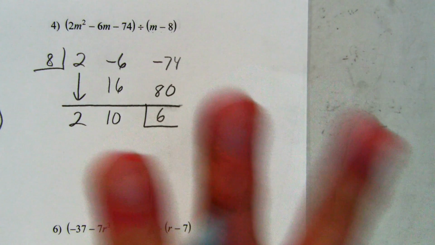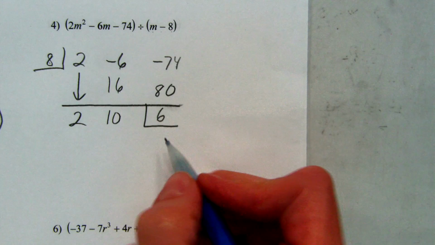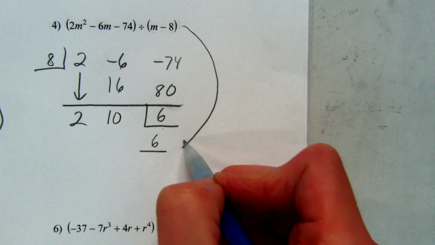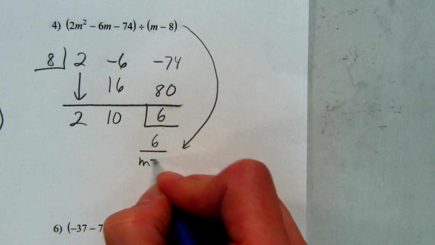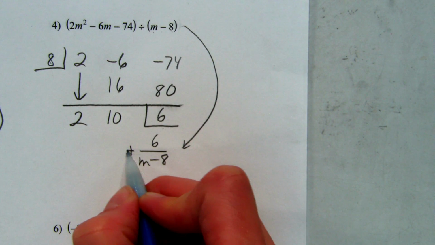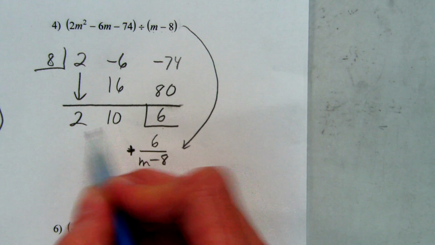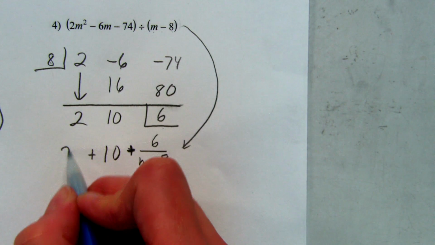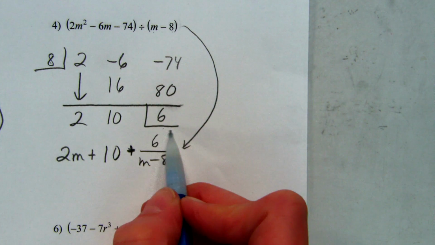And they just box that off, I think, to help you remember that that's the remainder. So that 6 is going to become 6 over what your divisor was up here, m minus 8. And then, because this is positive, you put a little plus sign in front of it to separate from the rest of the polynomial here. So we'll have 10. And then this will be 2m, since we're dealing with m's.